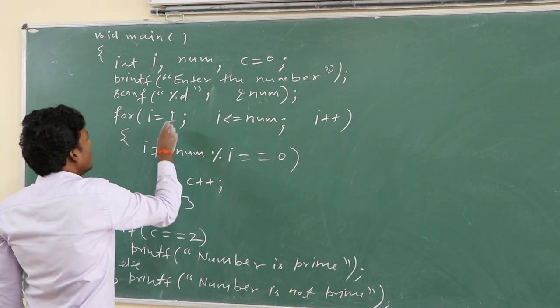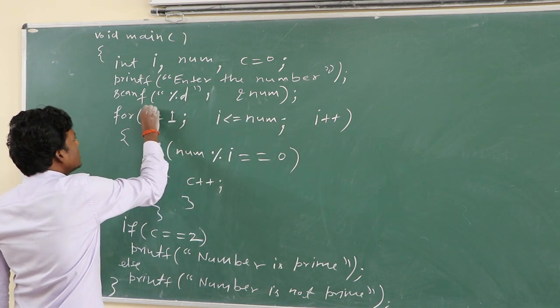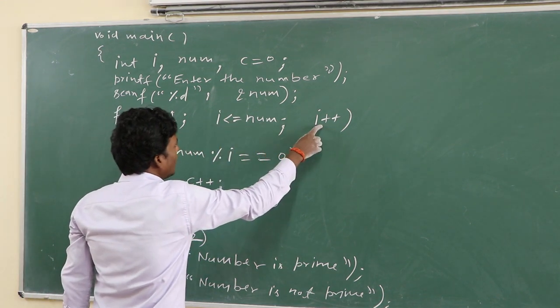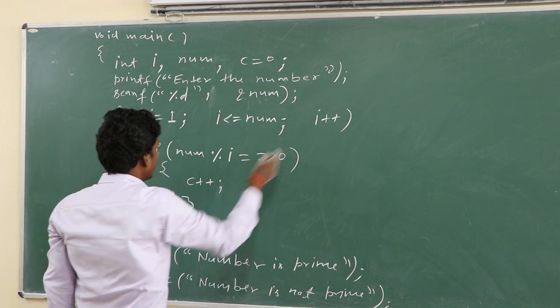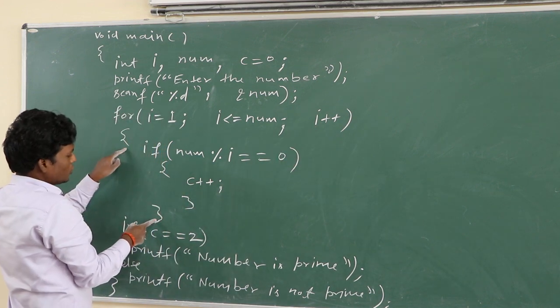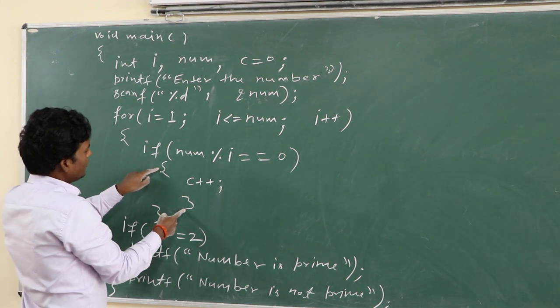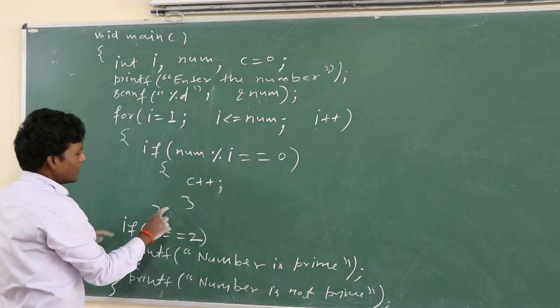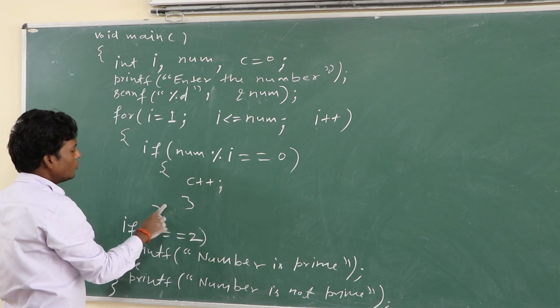We have the number. i starts from 1. i is less than or equal to num, i plus plus. This i plus plus works at the end of the loop. Okay class, the for loop is closed here. The if block is closed here. This is the if block. This is the for. i plus plus works at the end of the loop.